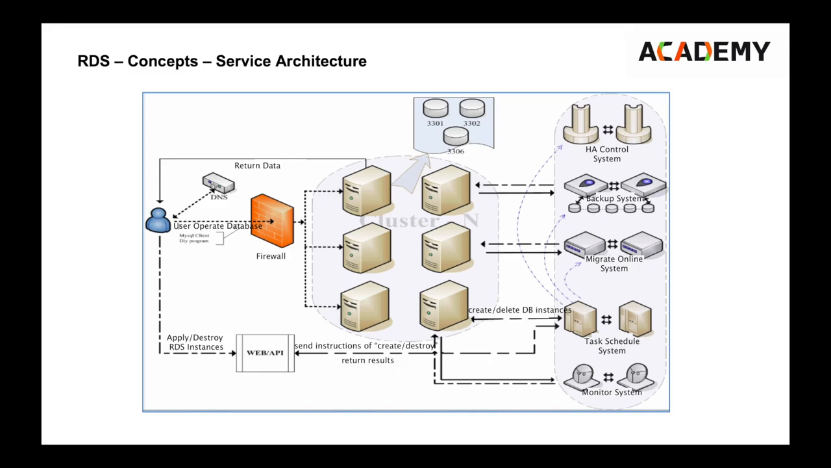The architecture for RDS is fairly complex. Essentially, we have a suite of security services sitting in front of a cluster of RDS database nodes. Those database nodes are accessible on the common ports that you would normally use to access a relational database. So for instance, for MySQL, that would be port 3306. Those database nodes are then connected to our high availability control system, which checks for failures, and our backup system, online migration systems to handle failures, and task schedulers and monitoring systems as well. Of course, all of this is transparent to you as the user.